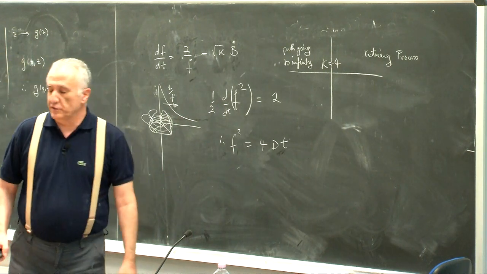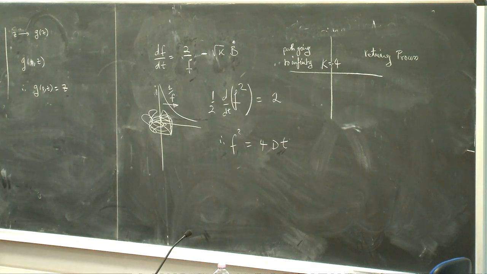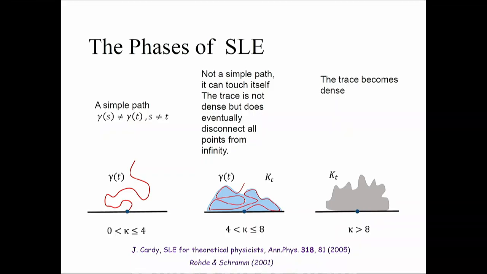So three regions can be identified. One is for kappa equal to 4, so that we have a path which starts at origin, is a random path and a simple path, and it goes up to infinity. Above 4, it's a path which can touch itself. It can touch the real axis, so it will cut out a hull, and it's a growing hull. As gamma of t goes up to infinity, the hull grows. Still, the path goes towards infinity, but it gives you a growing hull like that. Now from somewhere else, I know that at kappa equal to 8, it becomes a space filling path. That means that it visits every point on the space as it goes up.